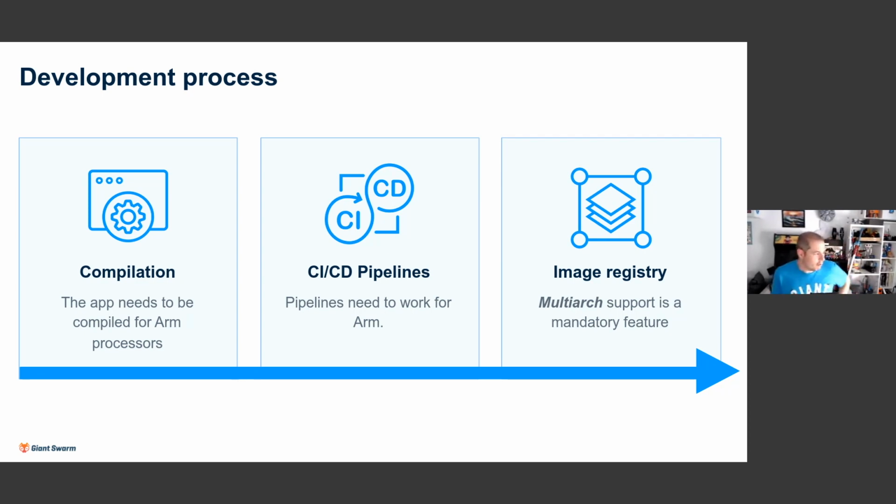In the Cloud Native development process, I separated three different steps where this migration might be relevant. First is the compilation. If we are used to compiling everything for x86, we will need to put in place some way to compile the application for ARM processors.